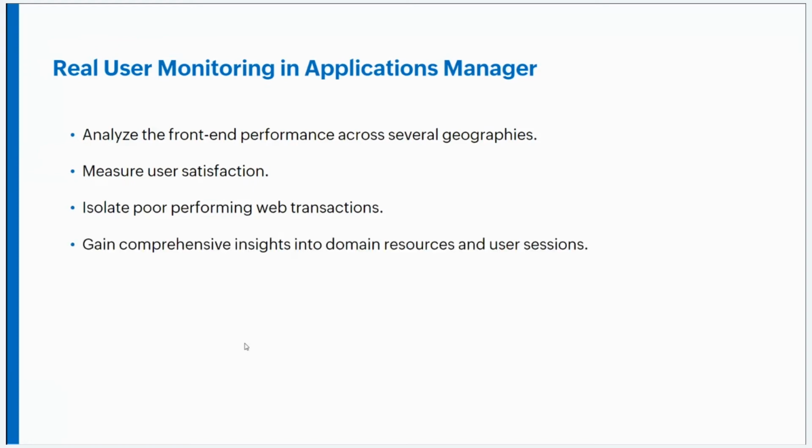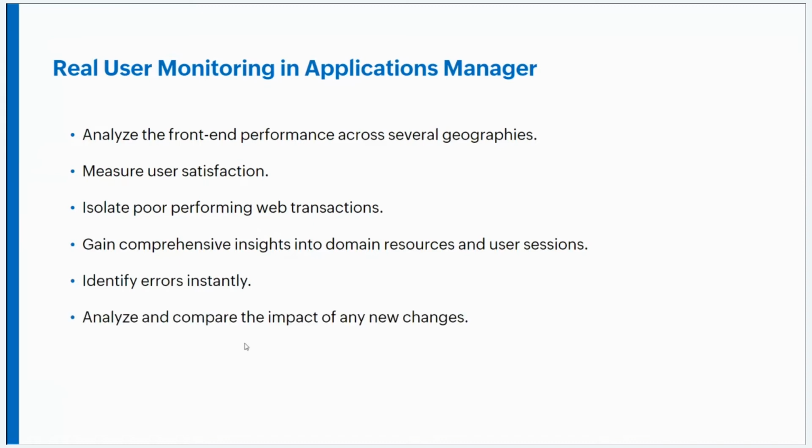You can also gain comprehensive insights about domain resources and user sessions. Then you can also identify JavaScript errors instantly to prevent users from reporting service errors. And you can also analyze and compare the impact of any new changes made in the site and how it has affected the user experience. Let's now see how we can add a real user monitor in Applications Manager.